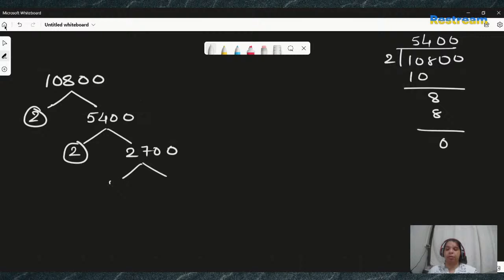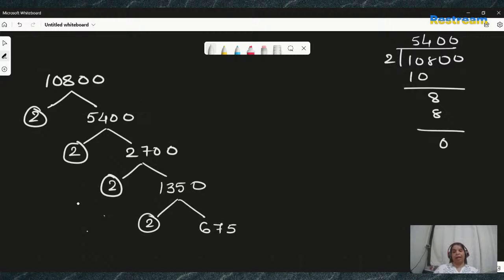Again, 2 times. 2700 divided by 2 is 1350. Again, divide this by 2. We have 675. Now we have to stop here. Either we can use 5 or we can use 3.